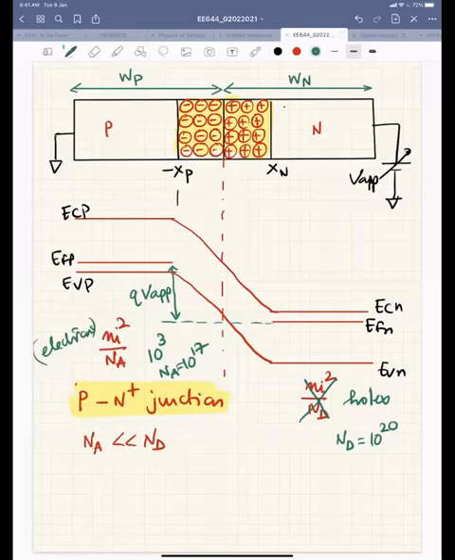Okay, so for a P plus N junction, now I have an electron here, right? And what is the direction of the field? The field is always N to P, and I know that this field is a function of applied voltage, right? So electric field is a function of applied voltage, and if I increase the applied voltage, your field will increase, right?